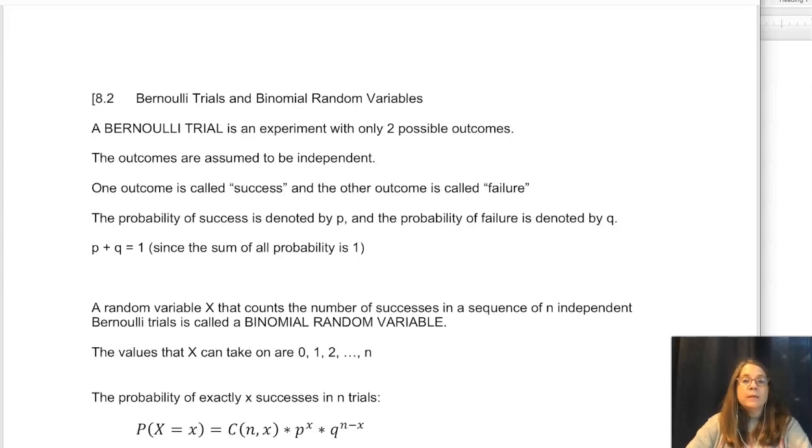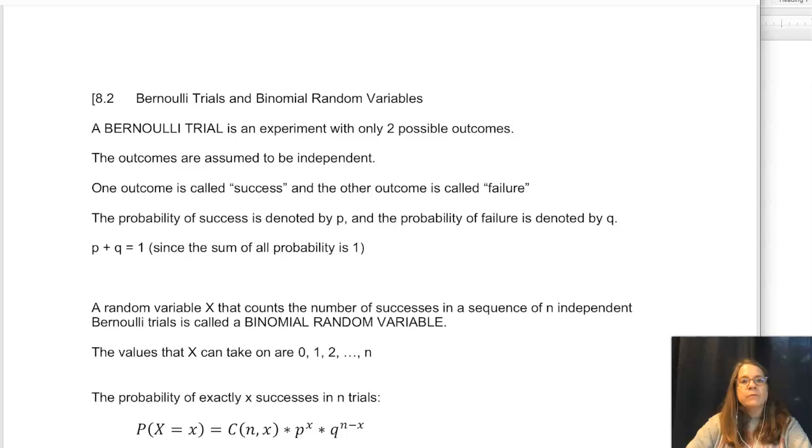A Bernoulli trial is an experiment that has only two possible outcomes, such as in flipping a coin getting heads or tails, or getting a certain outcome on a die. Roll the die and we want to examine the probability of getting a certain value. The outcomes are assumed to be independent from each other, and so what has happened in the past will not impact what's going to happen in the future.